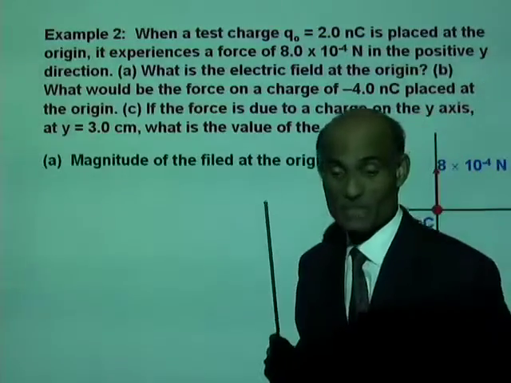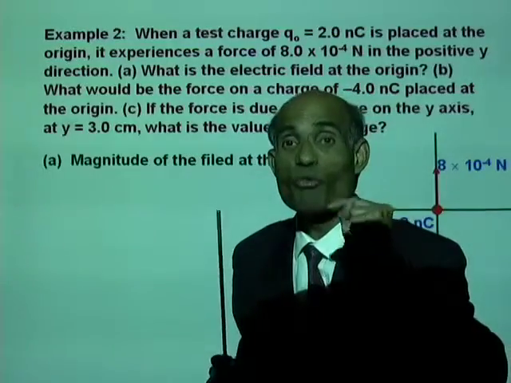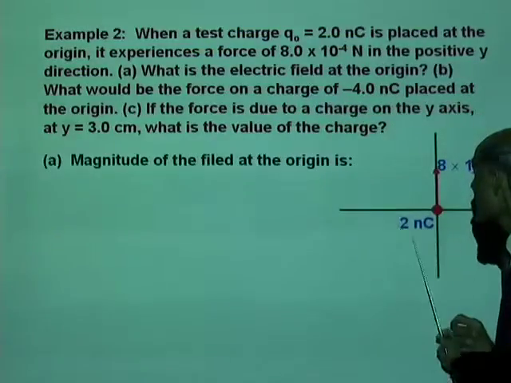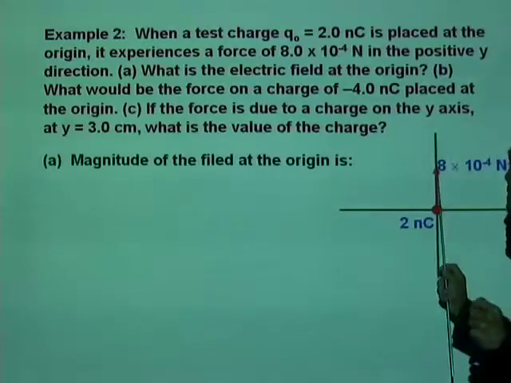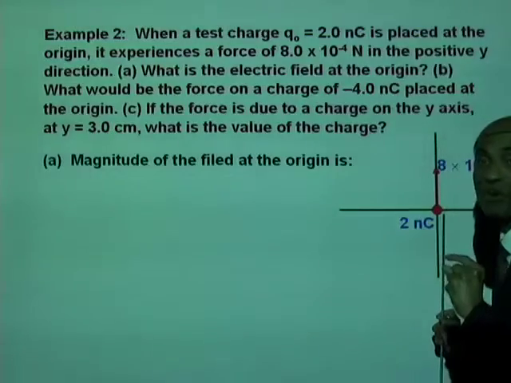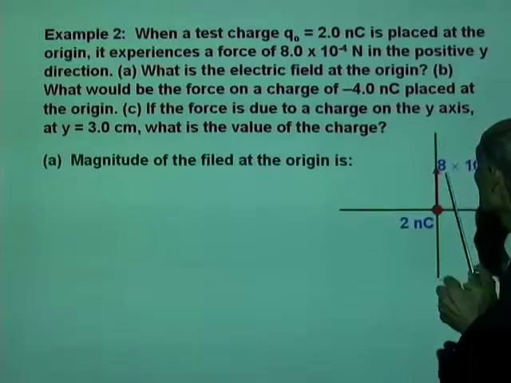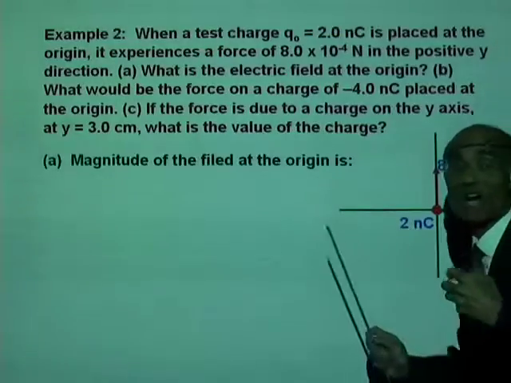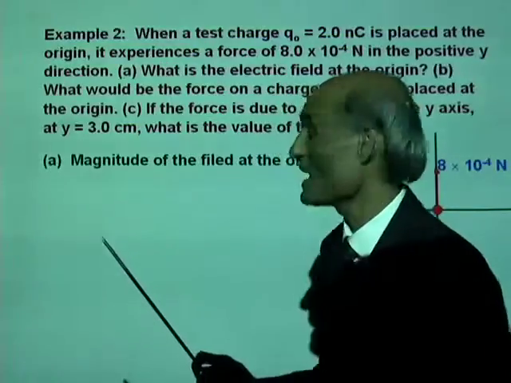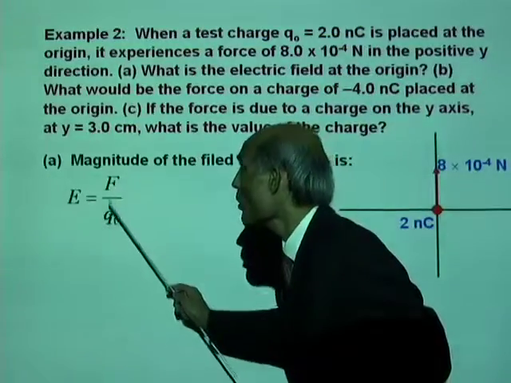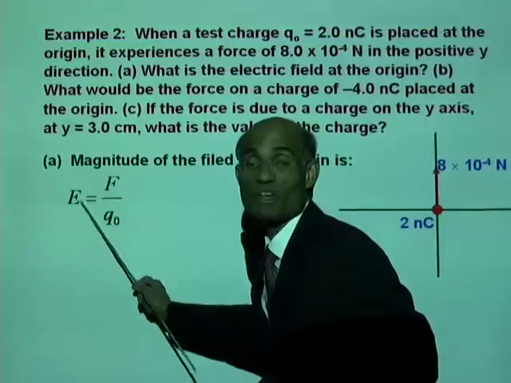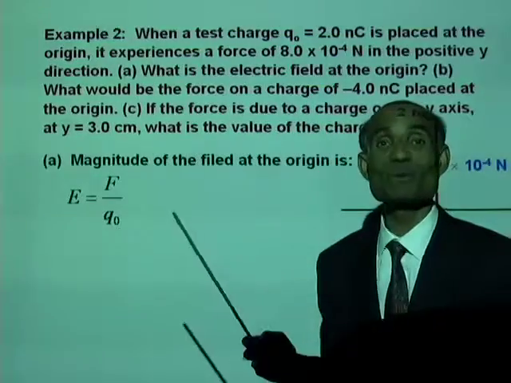Remember, the definition of electric field is force experienced by a unit test charge. A 2 nanocoulomb charge at the origin experiences this much force. Therefore, if you place a unit test charge at the origin, what will be the force? It will be the force divided by the charge. The force per unit charge is force divided by the charge. So E equal to F over Q0 will be the force per unit charge. The definition of the electric field is force per unit charge.